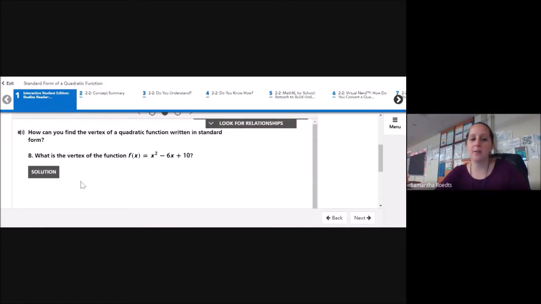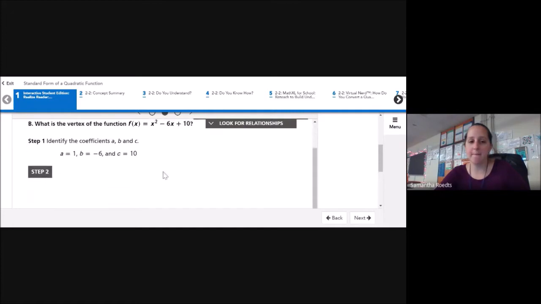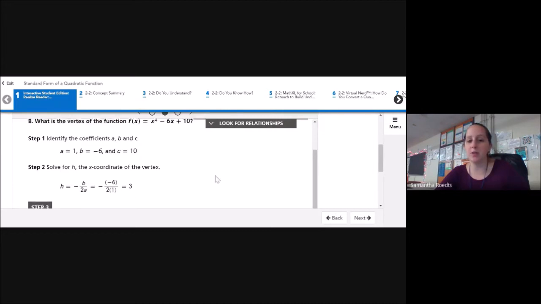So what's the vertex of the function f of x equals x squared minus 6x plus 10? First, identify the coefficients a, b, and c. a is 1, b is negative 6, c is 10. I solve for h, the x coordinate of the vertex. So h is negative b over 2a. So b is negative 6, a is 1, so negative negative 6 divided by 2 times 1, which gives me 3.